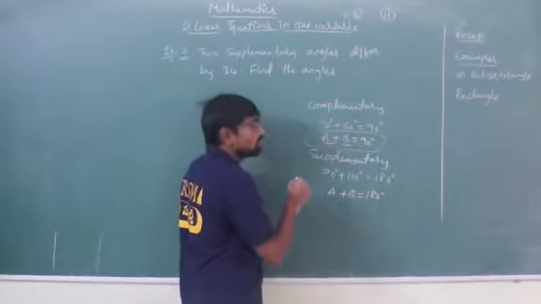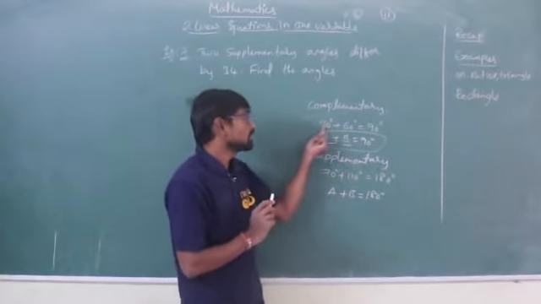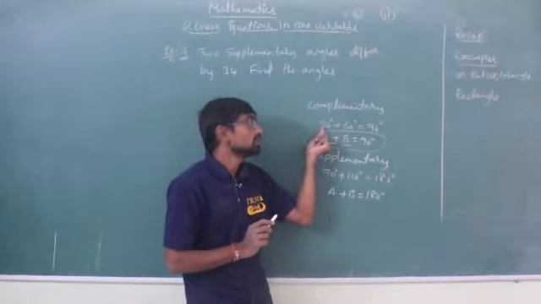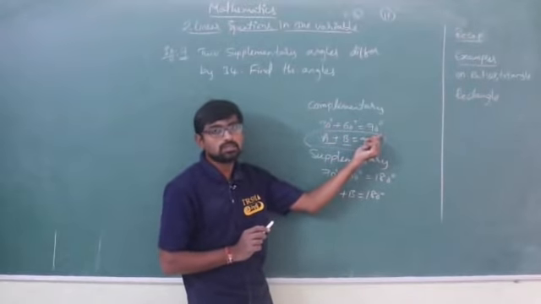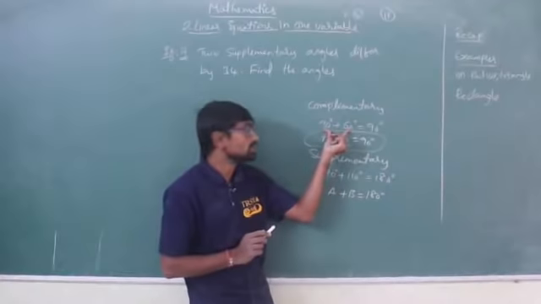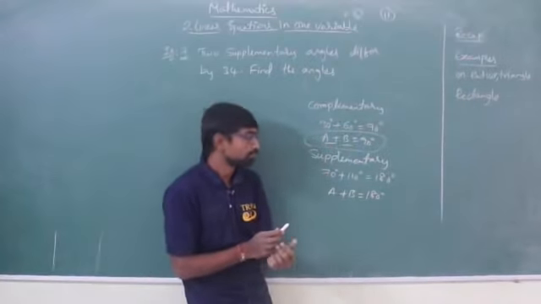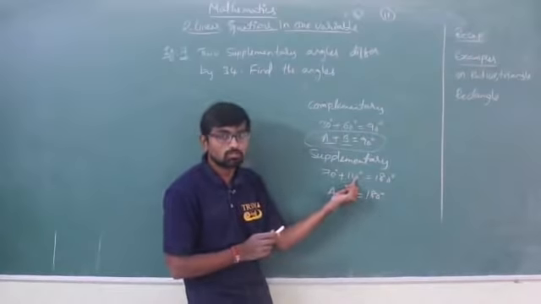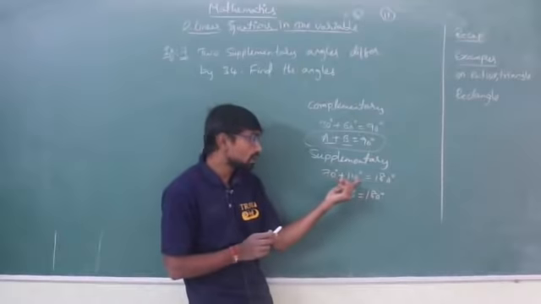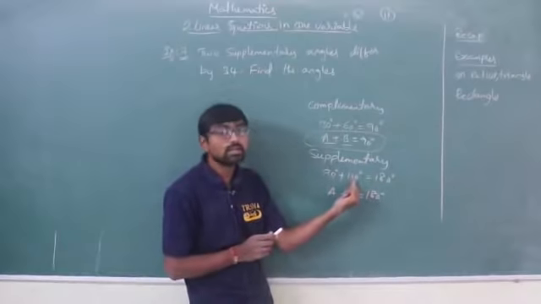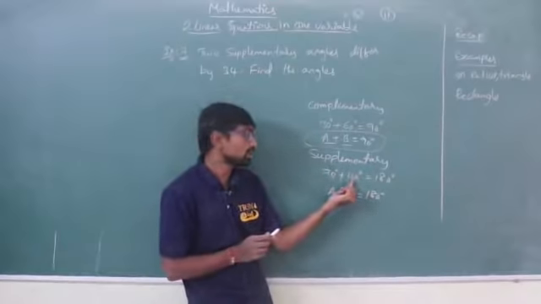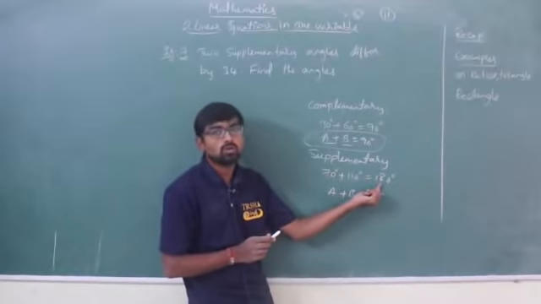Here in this expression, A is the complement of B and B is the complement of A. What is the complementary angle of 30? It is 60, because if I add 60 to 30, I get 90. So 30 is complementary to 60 and 60 is complementary to 30. In the same way, 70 is the supplementary angle of 110, because if I add 110 to 70, I get 180. Similarly 110 is supplementary to 70, because if I add 70 to 110, again I get 180 degrees.